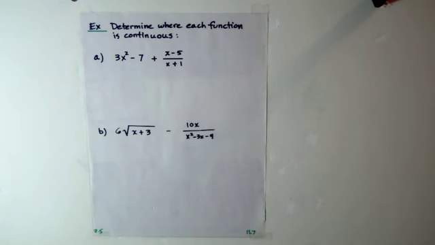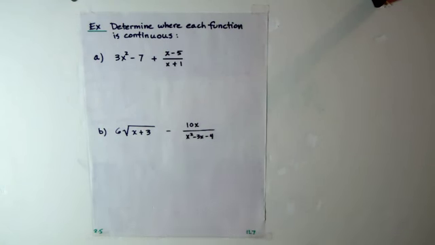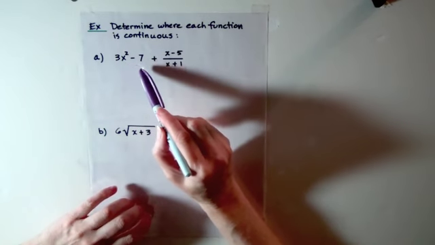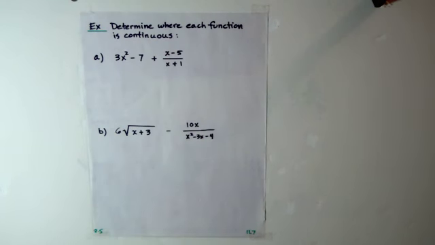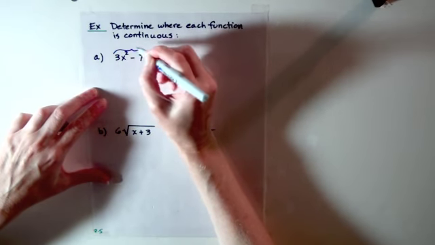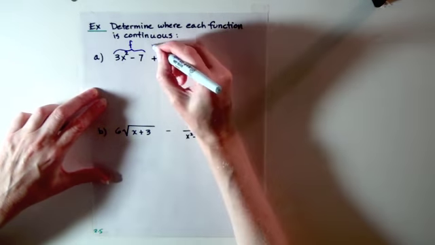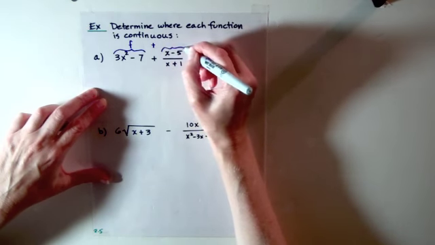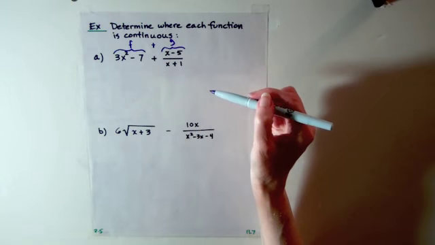Okay, so now I'd like us to do a couple of examples that use the theorem that we just talked about on the previous page. We are asked to determine where each function is continuous. Let's look at this first function, 3x squared minus 7 plus x minus 5 over x plus 1. Looks kind of complicated, but let's think of it as the sum of two functions, where I'm going to think of the 3x squared minus 7 as my function f, and I'm adding on this function g, which is x minus 5 over x plus 1.